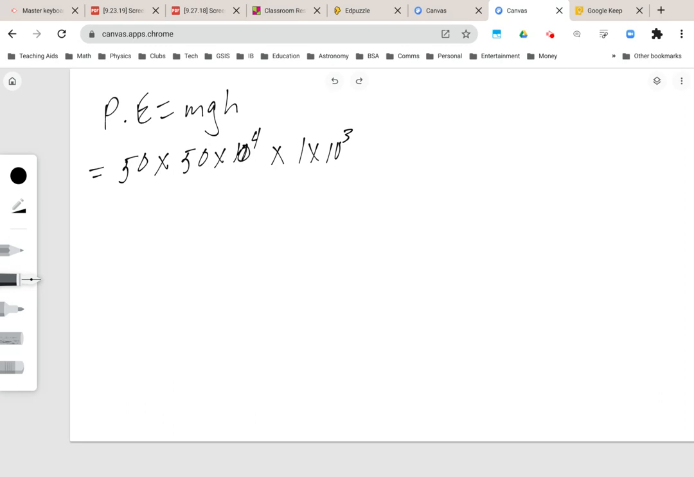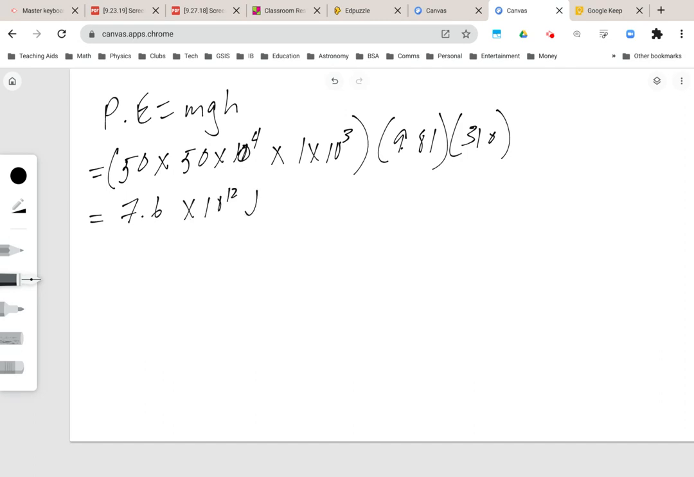So this is M, and then we've got G, we could say 9.81 meters per second squared, and then the height in the problem is 310 meters. Okay, so this is all going to multiply out to be about 7.6 times 10 to the 12th joules. And if we're looking at 1 sig fig, then that's roughly what they ask us to show, 8 times 10 to the 12th joules. 8 trillion joules. Okay, and this is number 2A.